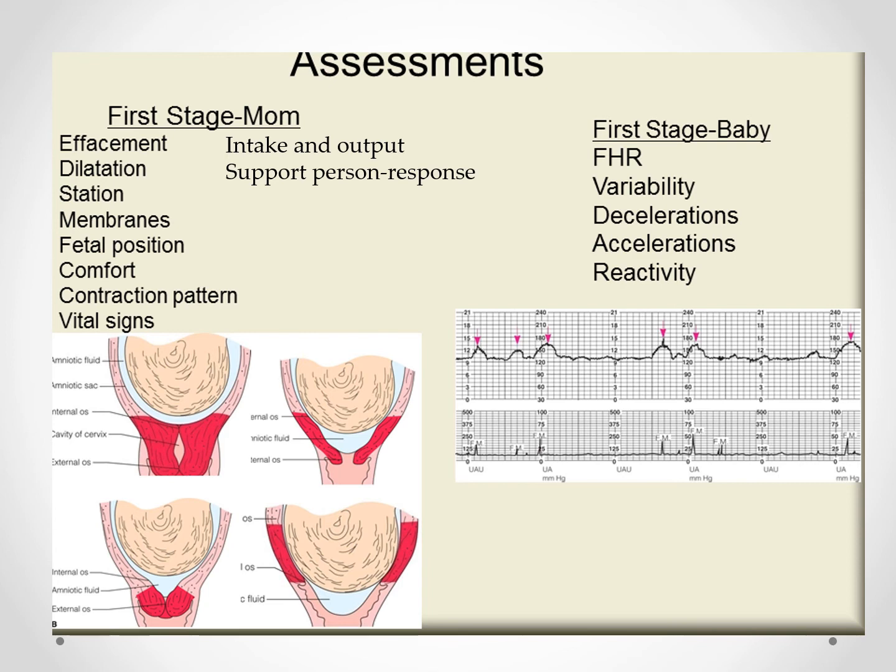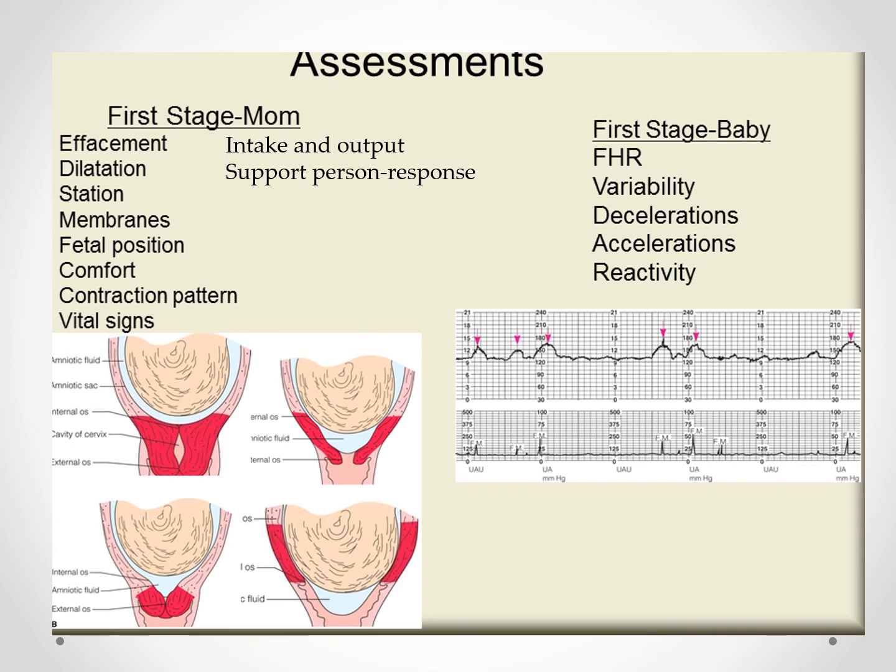And then her contraction pattern, which we can get by palpation, but most likely we'll get it by electronic fetal monitoring. So the contraction pattern means the frequency, the beginning of one to the beginning of the next, as well as the duration, the beginning of one contraction to the end of that contraction, and then the intensity, which most likely we'll get by palpation unless they have an intrauterine pressure catheter in.